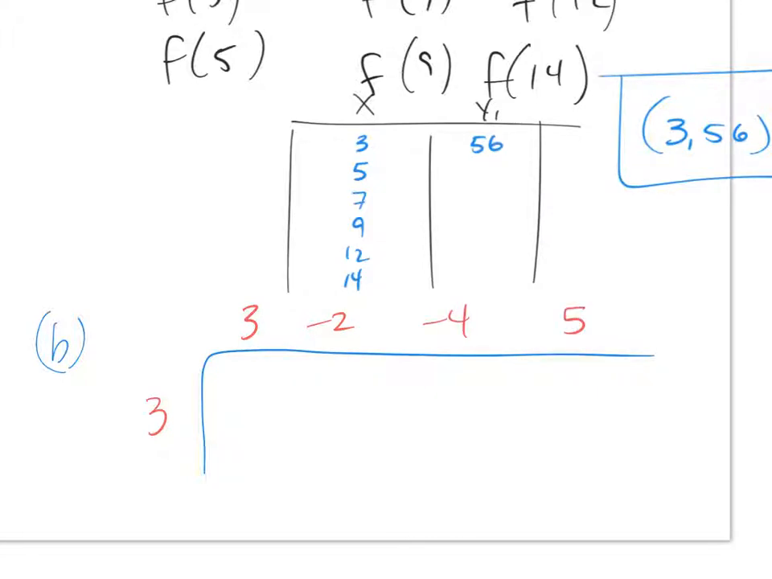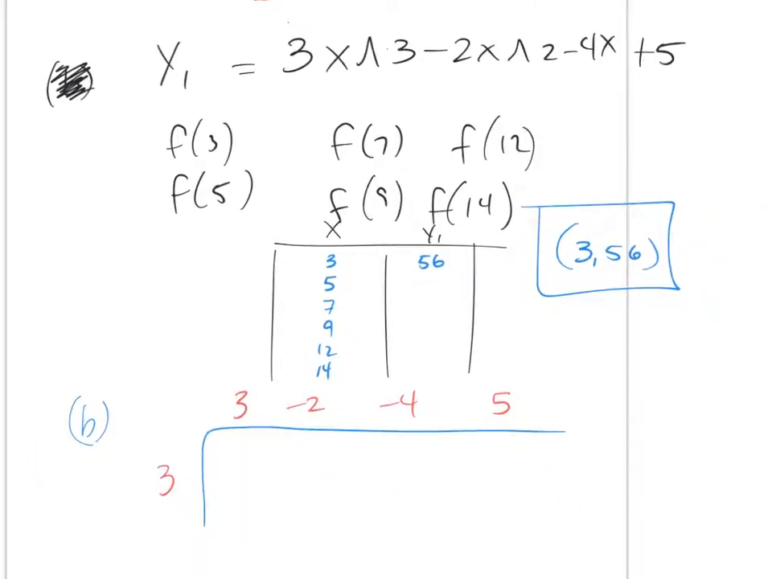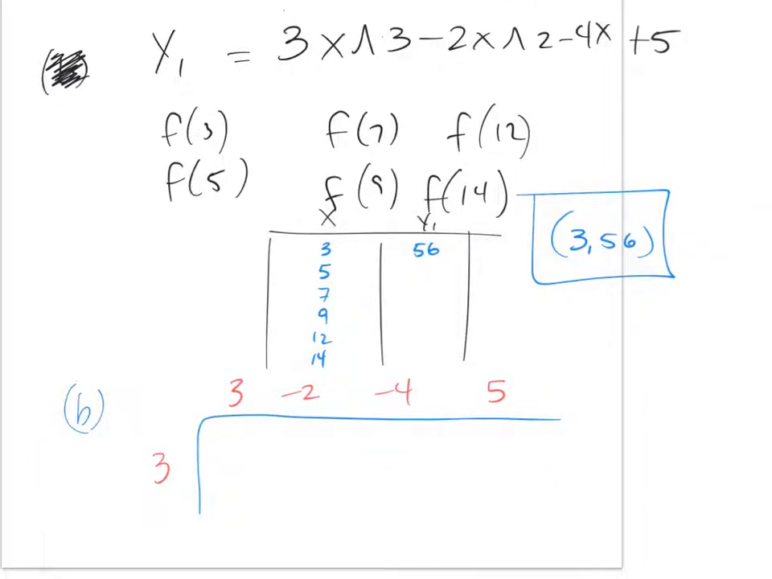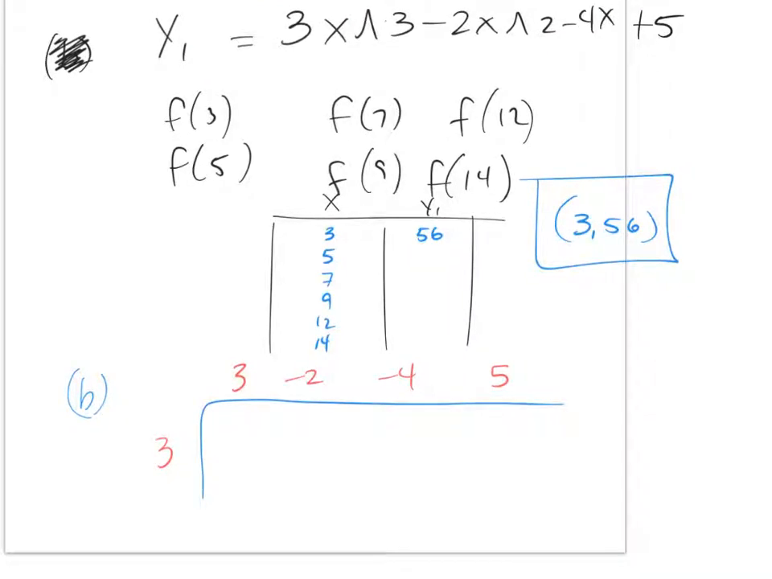Where do those numbers come from in red? To make sure we're clear, look up at the top here. Let's see if I can zoom out a little bit. Yeah, there we go. So all these numbers up here, 3, -2, -4, and 5, the coefficients are going right here. And since we're dividing by x minus 3, we put a positive 3 on the outside. Let's go ahead through this table and do this.